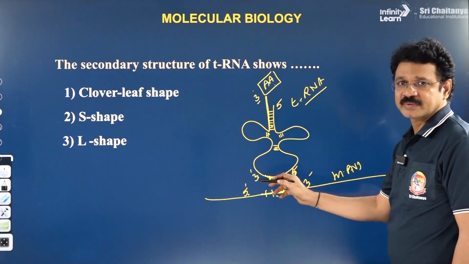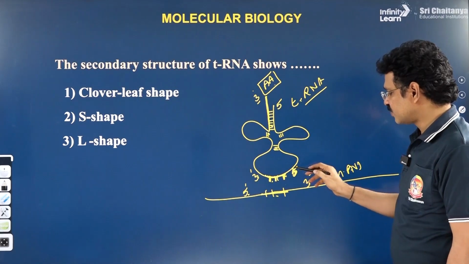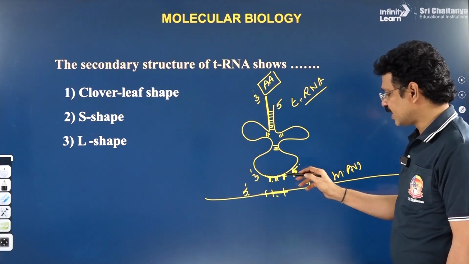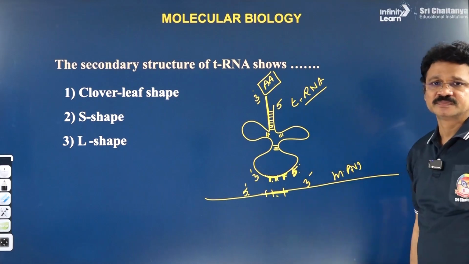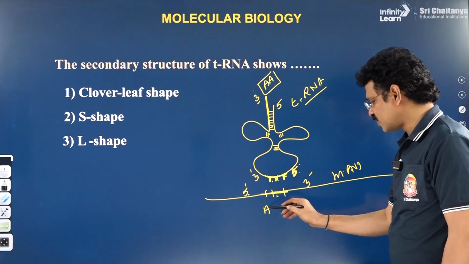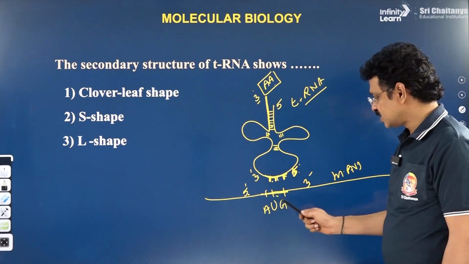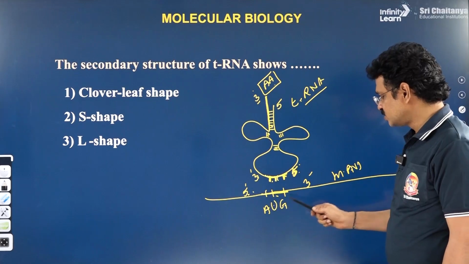So we can write here 3 prime end. Another end of this tRNA molecule is the 5 prime end. Then we can write 5 prime end after the end of the anticodon area. For example, the first codon or initial codon of the mRNA molecule is AUG. We can read this AUG as 5 prime AUG 3 prime.